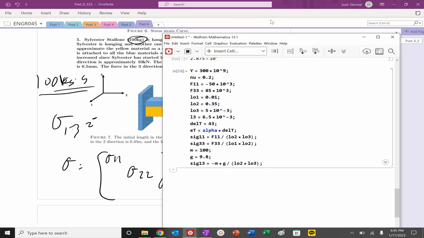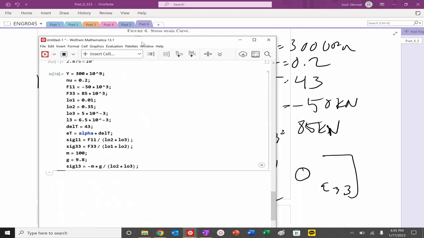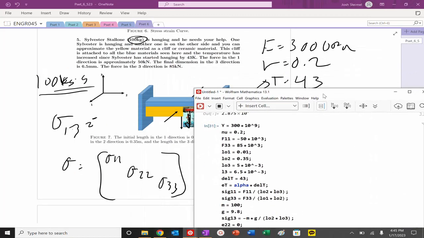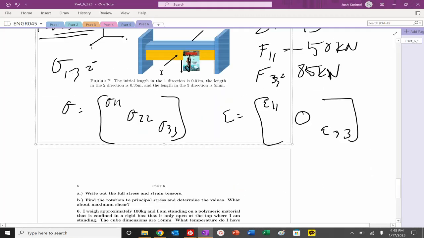So I don't know, and actually, we could calculate a couple more that we can say. I know that E22 is equal to 0. I know that E33 is equal to L3 minus L naught 3 divided by L naught 3. So I know those two values. And then there's also going to be sig 1,3 and epsilon 1,3. If there's that, it's going to be this. Everything else will be 0. Fantastic.